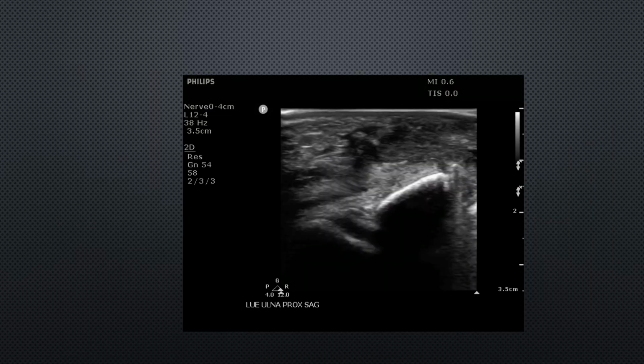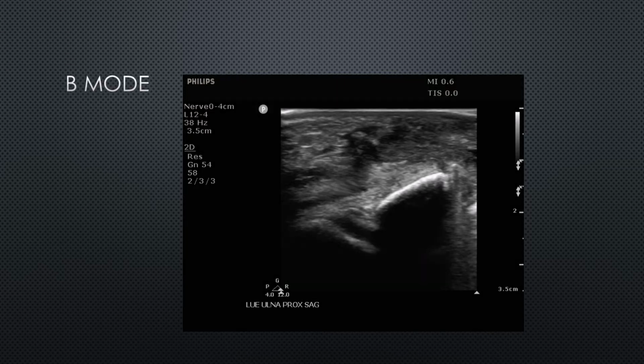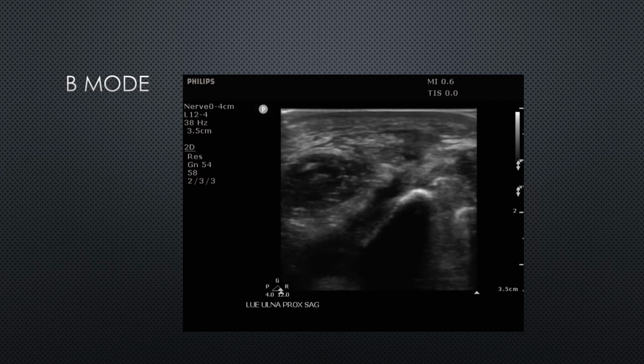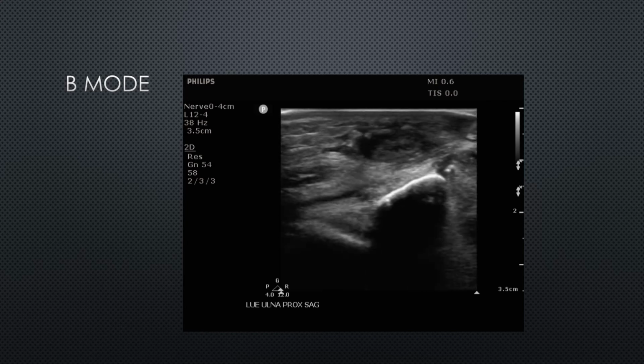So here's an example of B mode or brightness mode. And you can see it is just a black and white representation of whatever the probe sees underneath it in the tissue.